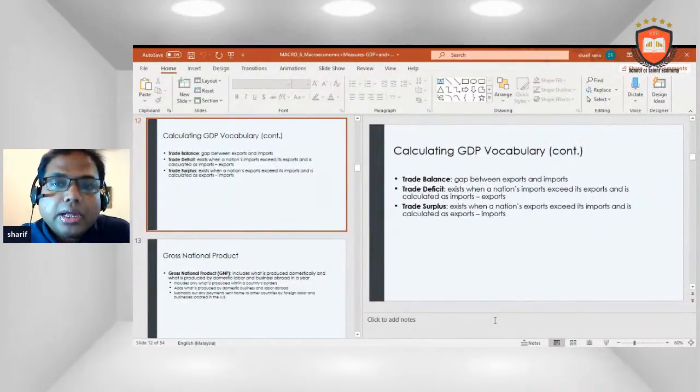Trade balance. The gap between exports and imports. A trade deficit exists when a nation's imports exceed its exports and is calculated as imports minus exports. A trade surplus exists when a nation's exports exceed its imports and is calculated as exports minus imports.